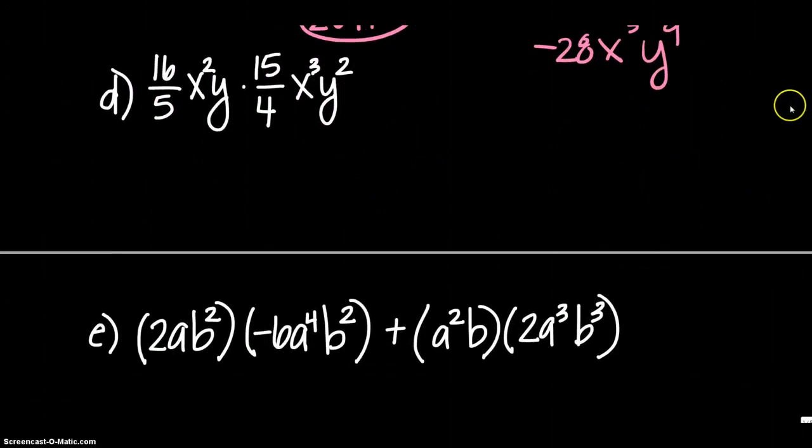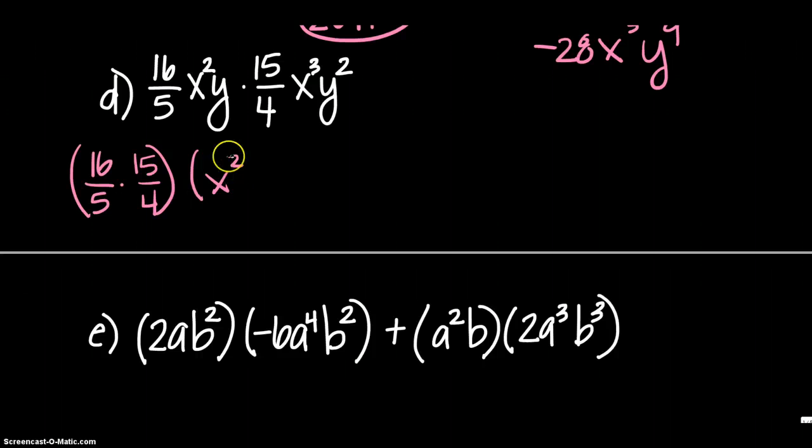Now for D, very similar. Okay, now we have fractions. Yes, many people are afraid of fractions, however, you can do this. 16 over 5 times 15 over 4. Okay, we'll group those two together. We'll group our x's together, x squared times x cubed. And we'll group our y's together, y times y squared.